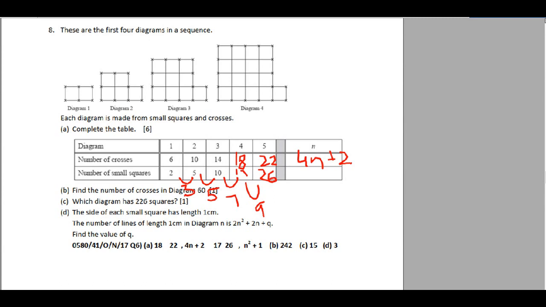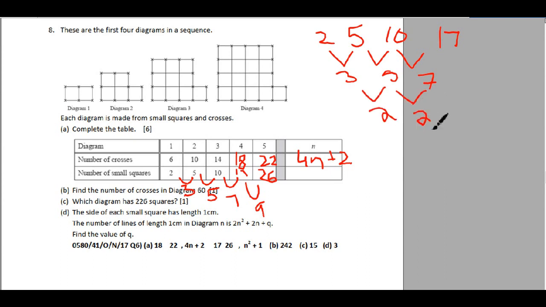So the nth term for 2, 5, 10, 17: the first level common difference is 3, 5, 7, and then the second level difference is 2. So this is a quadratic sequence, an square plus bn plus c, where a is 1, and we still need to find b and c.